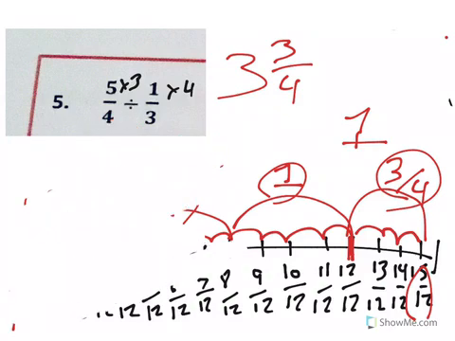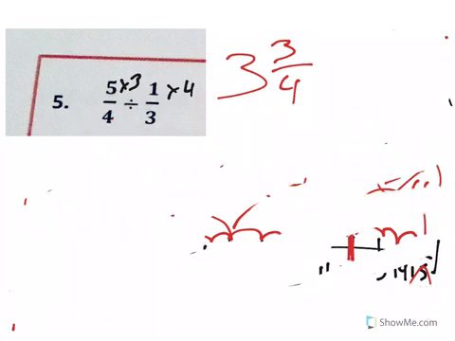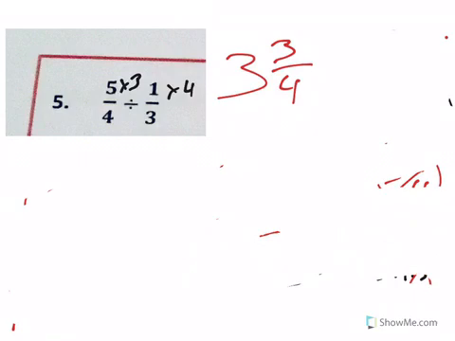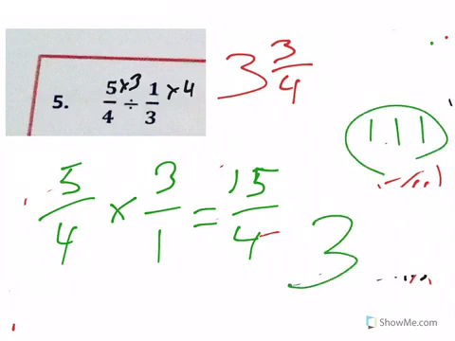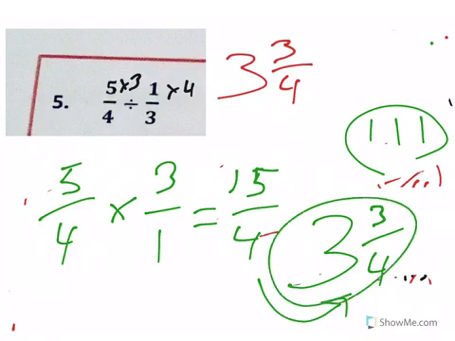Okay, so just to double check that, let me erase all of that good stuff, or most of it anyway, and let's test it the other way. Let's do 5/4. Let's do keep, change, flip. Times 3/1. 5 times 3 is 15. 4 times 1 is 4. 4 goes into 15. 4, 8, 12. 3 times. 12 to get to 15 is 3 left over. Denominator stays the same. 3 3/4, 3 3/4. Good to go.